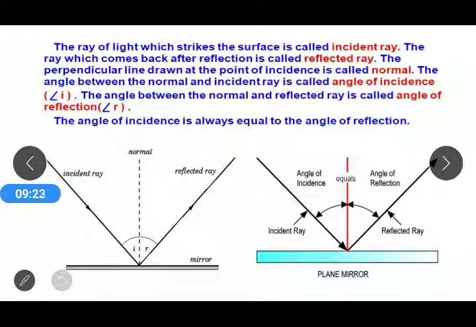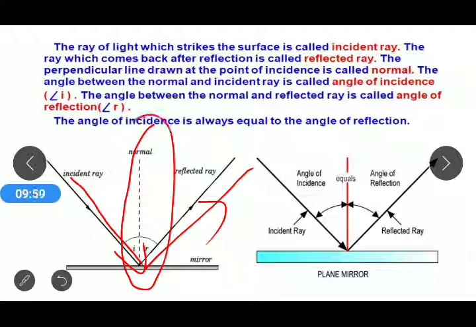Now we will discuss this also. The ray of light which strikes the surface is called the incident ray, as shown in the figure. The ray which comes back after the reflection is called the reflected ray. The perpendicular line drawn at the point of incidence is called the normal. This is the normal, at 90 degrees. A line drawn at a 90-degree angle at the point of incidence is called the normal.